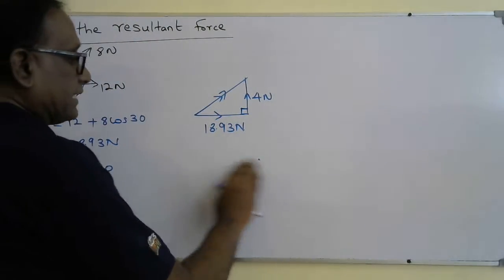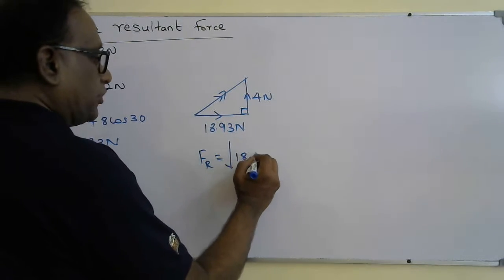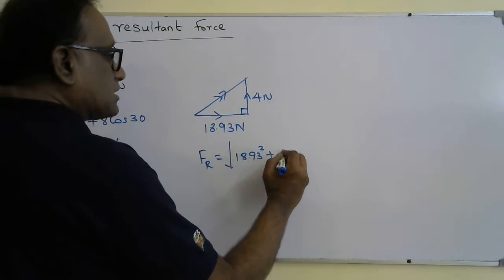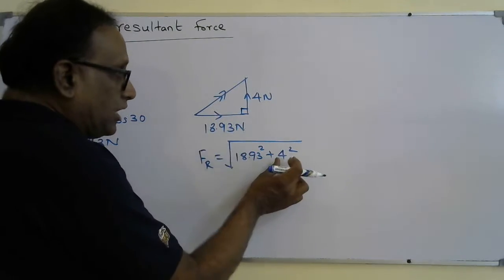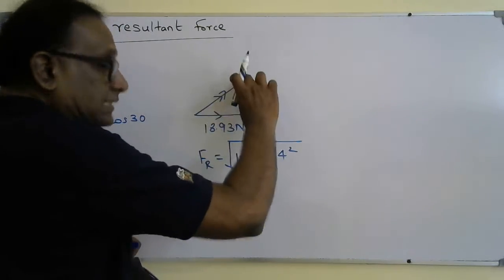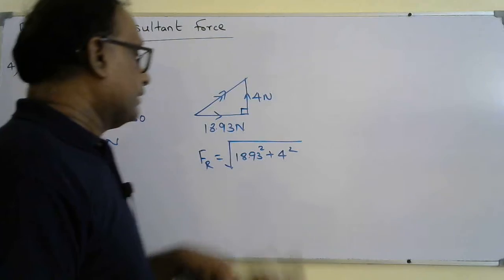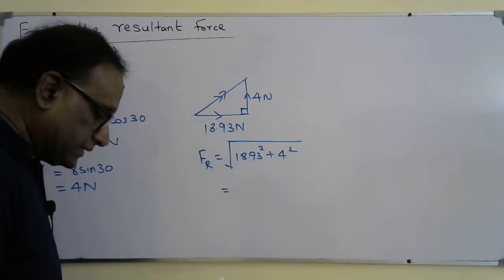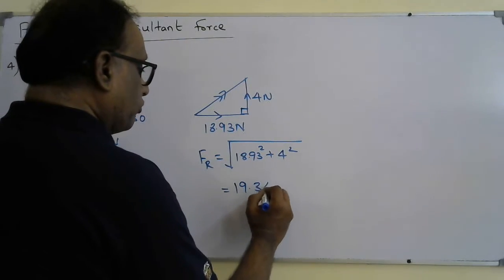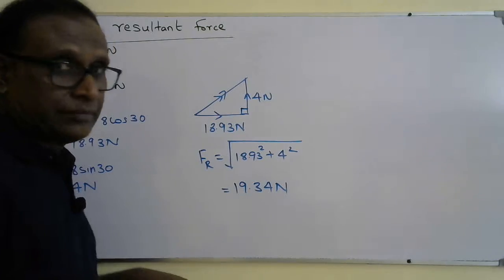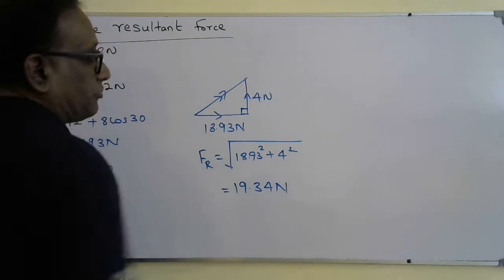So if I use the Pythagoras theorem, that is Fr, the resultant force will be equal to square root of 18.93 square plus 4 square. So that means, imagine again, I am using 18.93 centimeter, 4 centimeter to get this length when I use 1 Newton equal 1 centimeter. I am not drawing, I am imagining like that. So Fr will be equal to how much? That will be 19.34 Newton or 19.34 centimeter. I will get it. 1 Newton equal 1 centimeter. Imagine the scale. So 19.34 Newton.